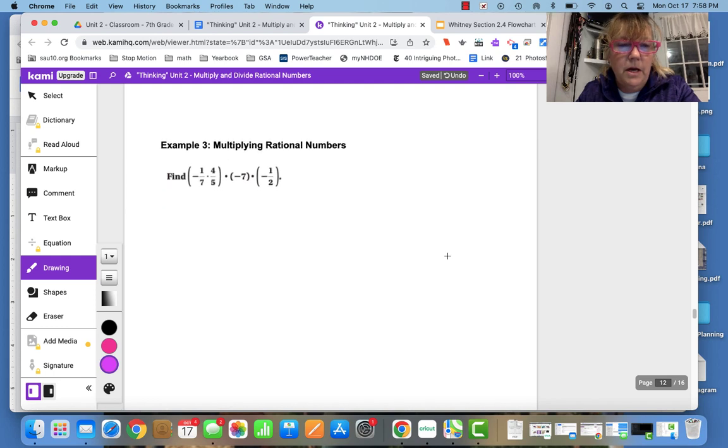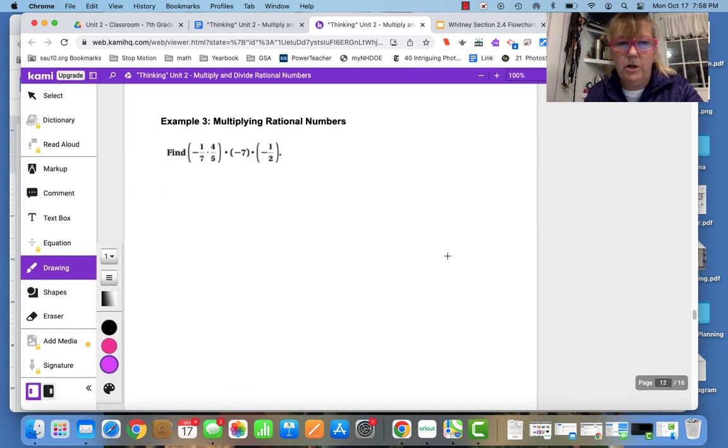So now we're going to do another example of multiplying rational numbers, and this one's kind of fun. I know, right? Mrs. Whitney says that multiplying fractions is fun. And I think you're going to find that this is true as you get farther and farther along in your mathematical career, that multiplying fractions is actually kind of fun.